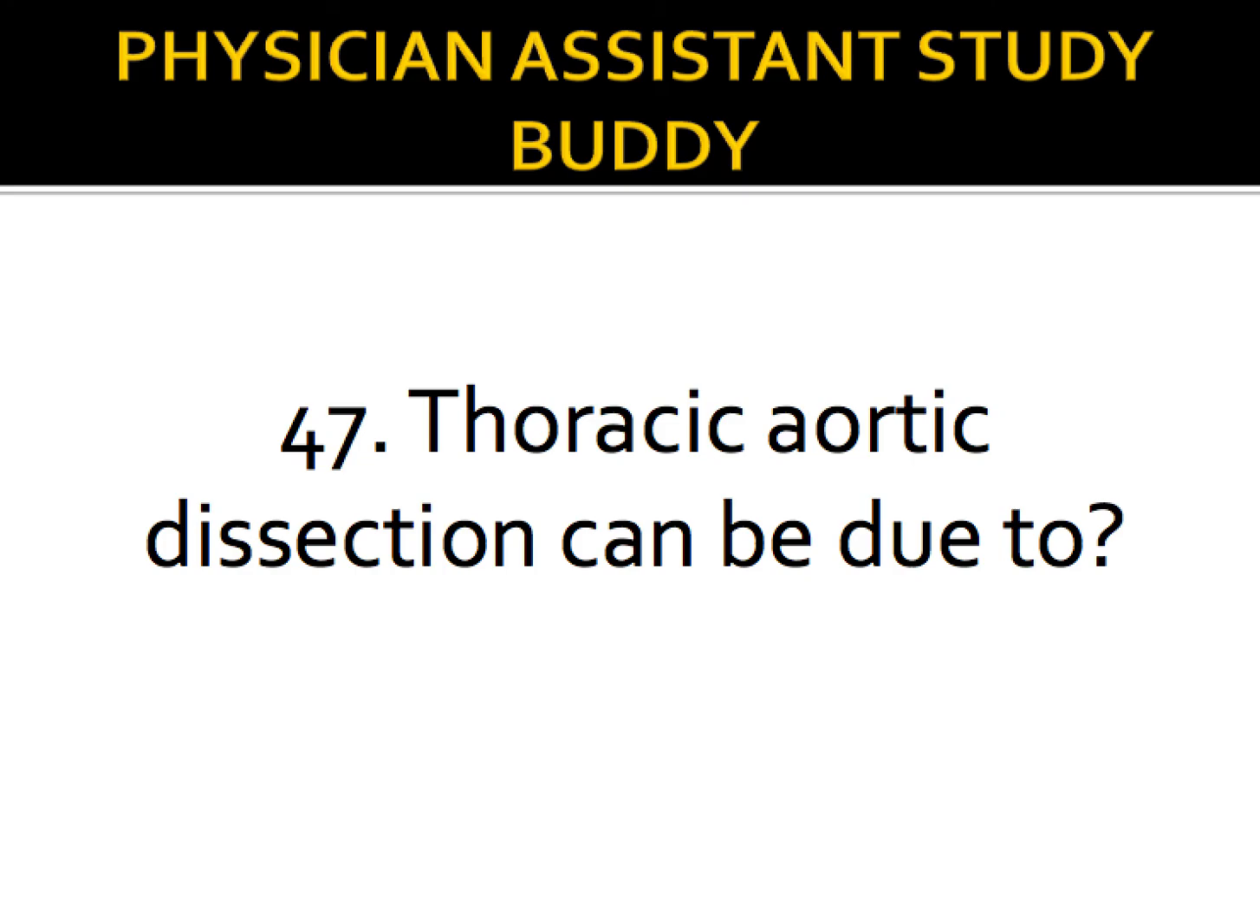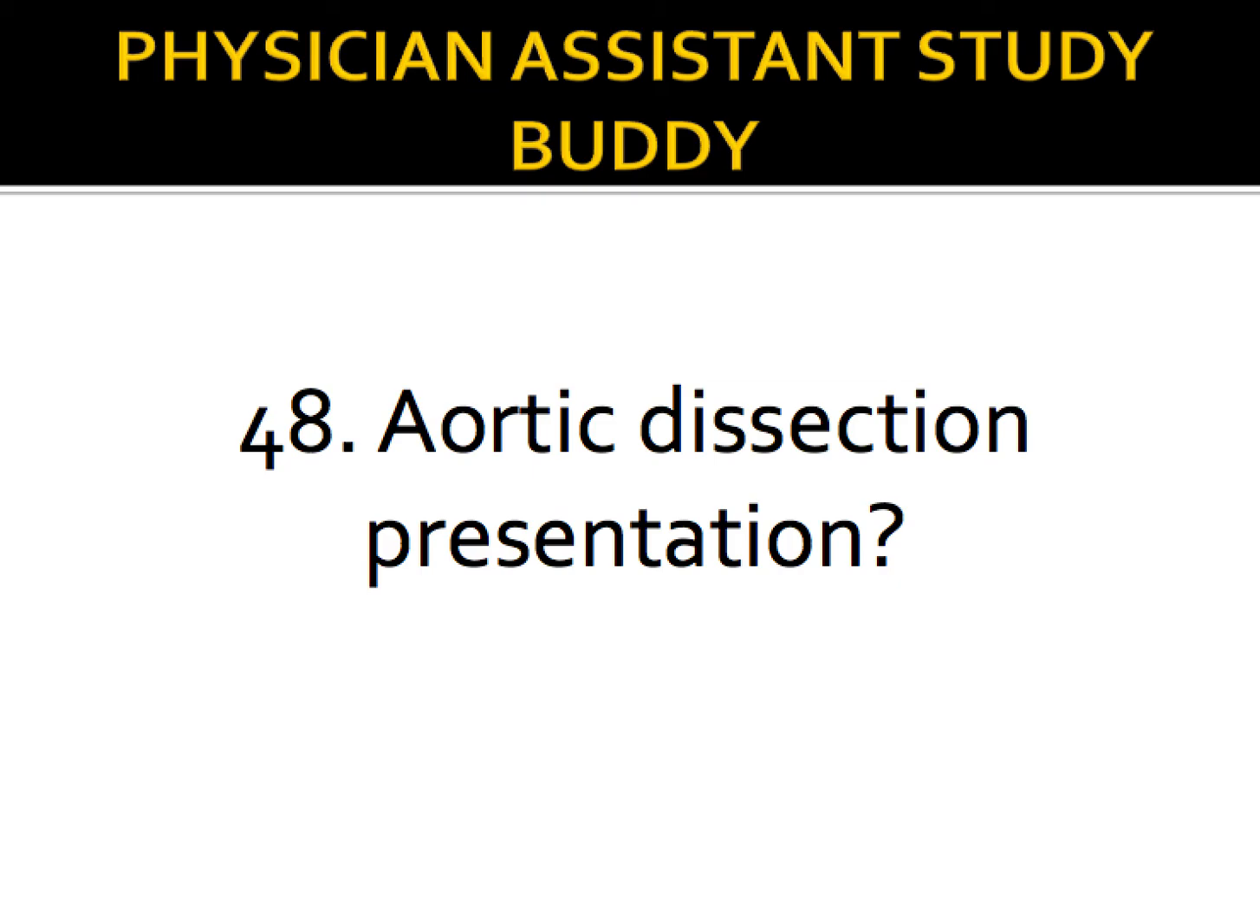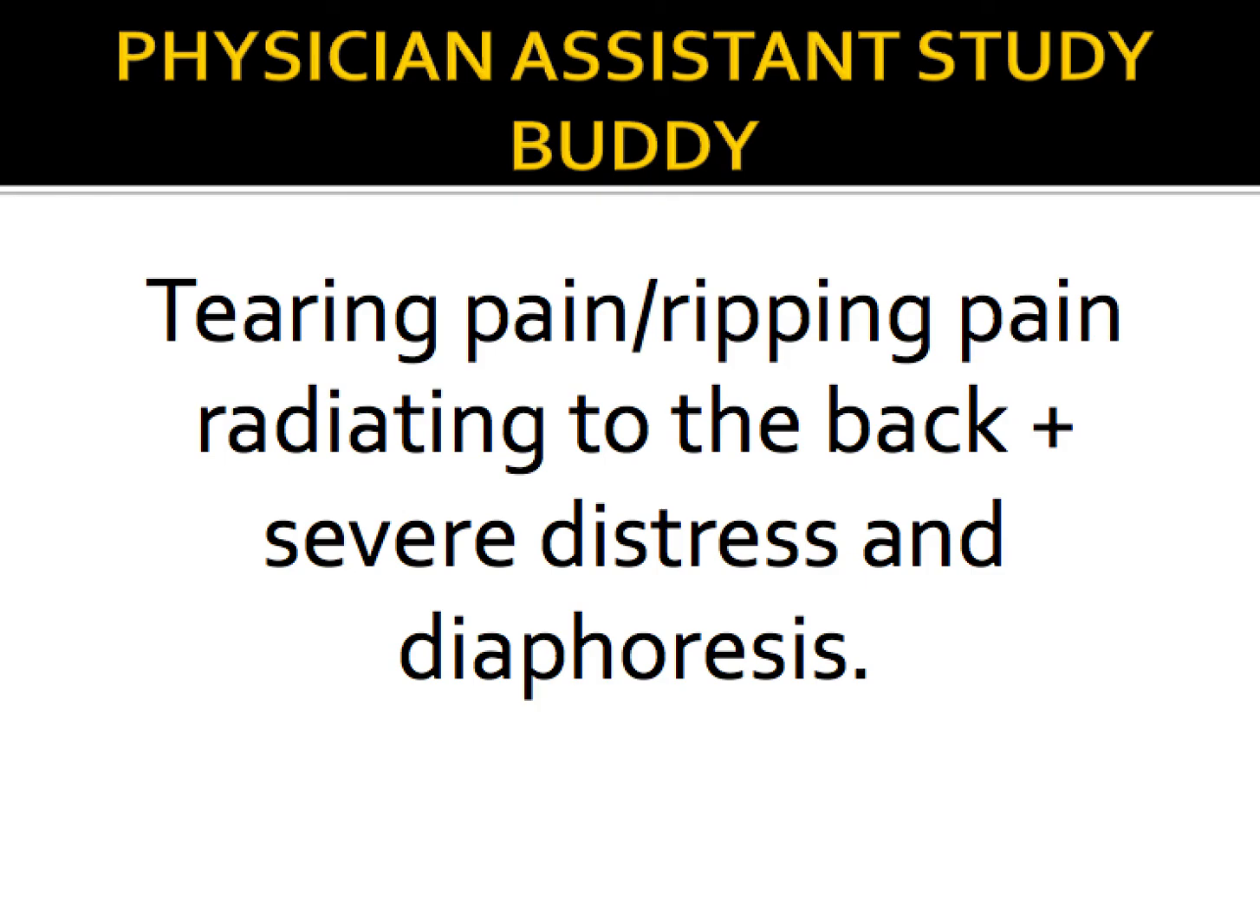Thoracic aortic dissection can be due to what? It can be due to prolonged hypertension and smoking. What is the aortic dissection presentation? Tearing pain, ripping pain radiating to the back, plus severe distress and diaphoresis.